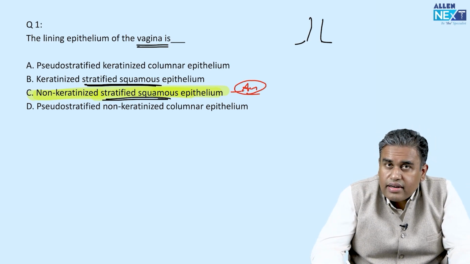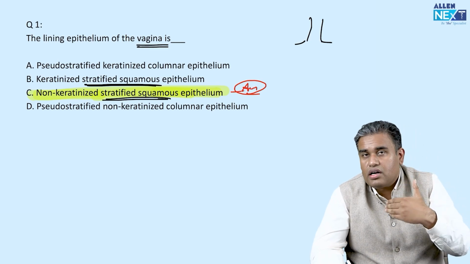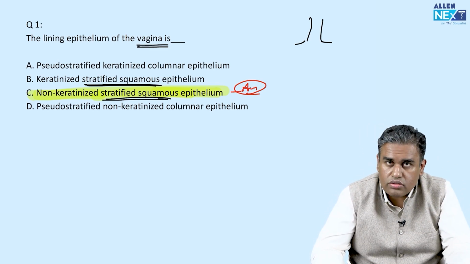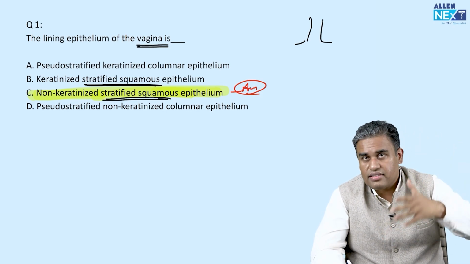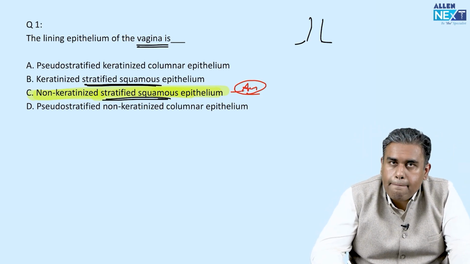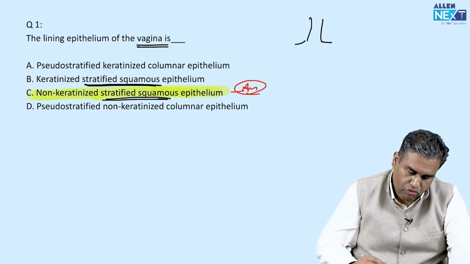Stratified squamous non-keratinized epithelium, that is the epithelium for the esophagus as well. So the upper and lower parts of the gut, the lower part of the anal canal also, though it changes from non-keratinized to keratinized as you go more towards the skin side. Okay. Answer is option number C.